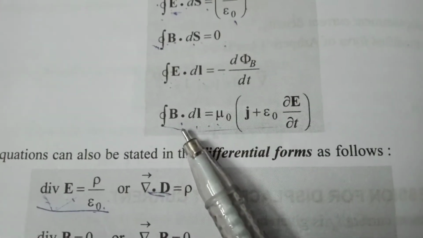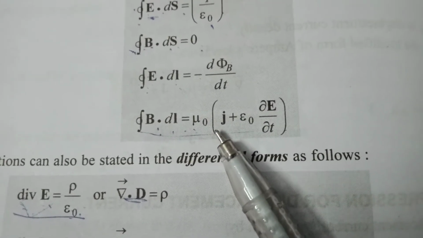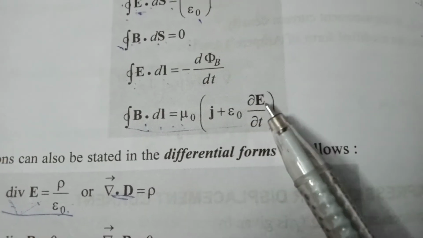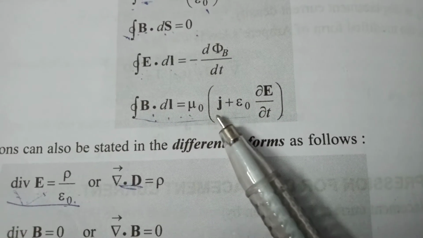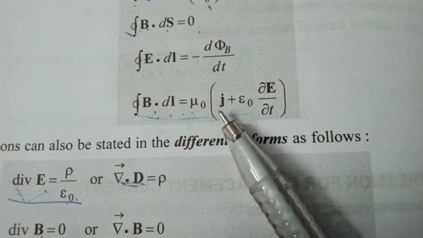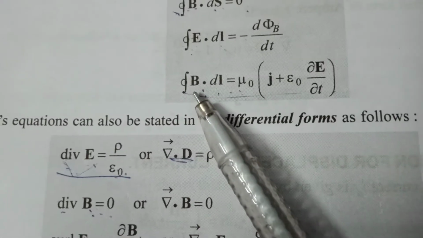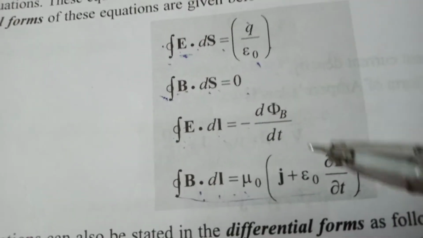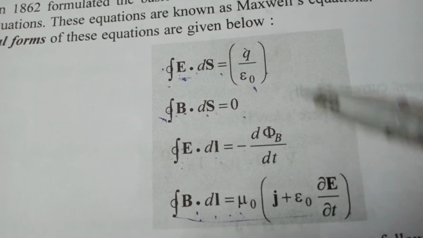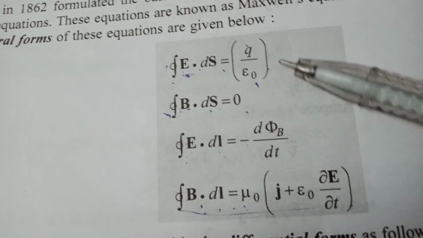Fourth law, integral B dot dl is mu 0 into J plus epsilon naught dou E by dou t. J is current density, E is strength of the electric field, B is strength of the magnetic field. These are the four laws in the integral form, very, very important, which relate between electricity and magnetism.